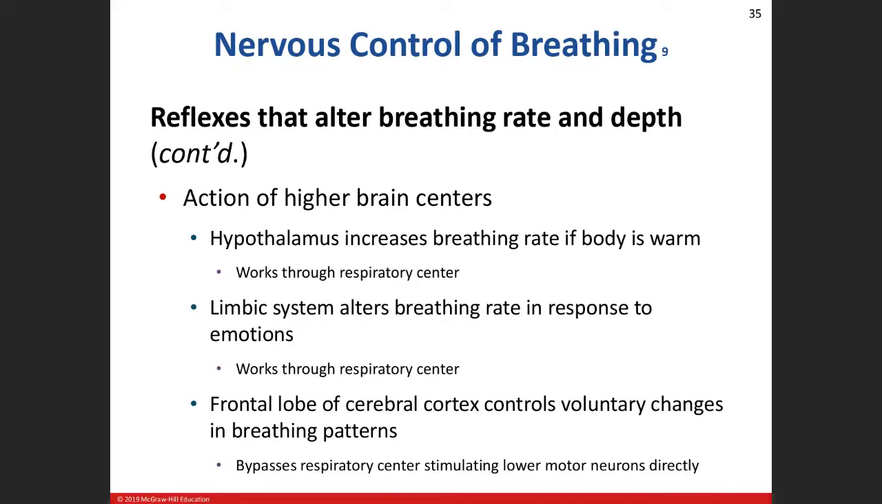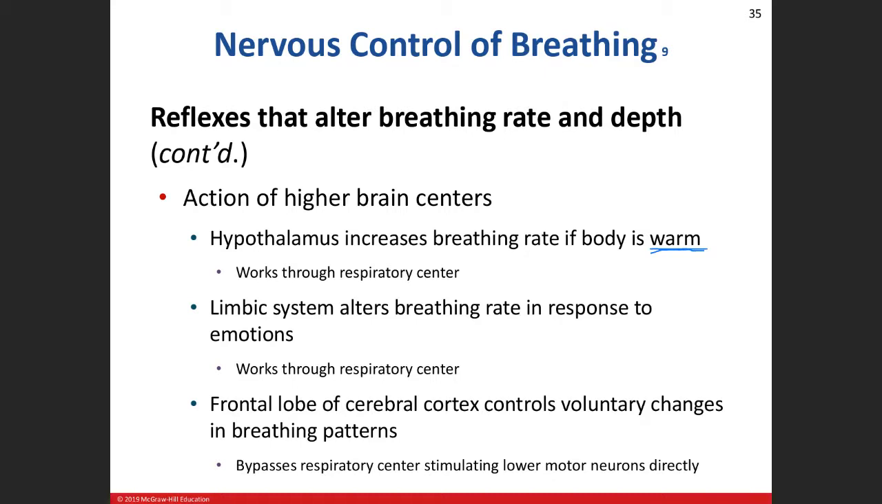A couple other areas that we don't focus on too much, but are worth mentioning. The hypothalamus is going to play a role here, in which we'll see a temperature increase in our body. If you start to warm up or heat up, most of the time that will be with increased activity.